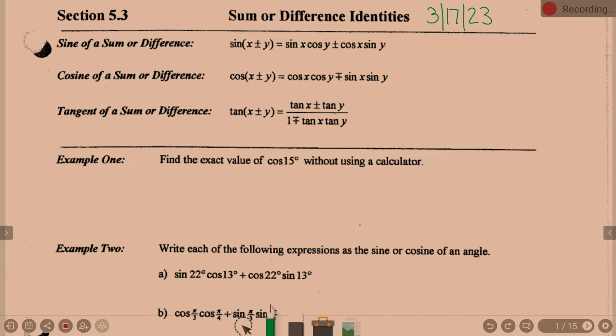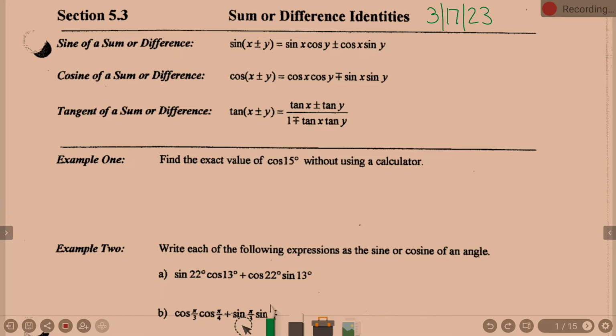Then we have tangent. Okay? Tangent is our fraction one. Again, once you know tangent of x plus or minus y, we'll set it up. Notice on top there's plus or minus, on bottom there's minus plus. Okay? So those are the formulas we're going to practice using. So let's look at example 1.